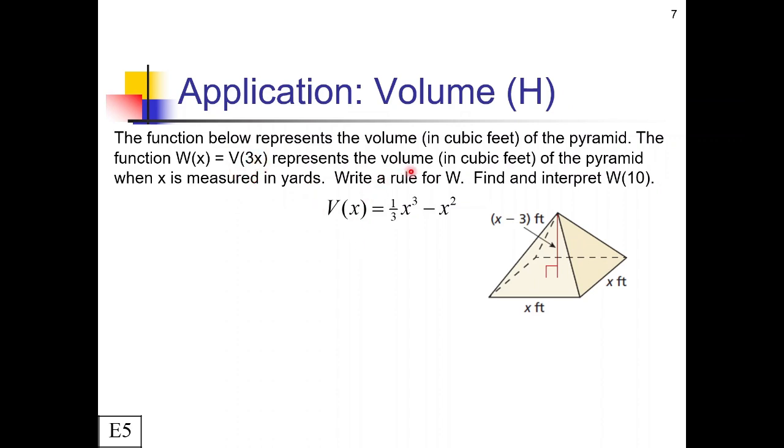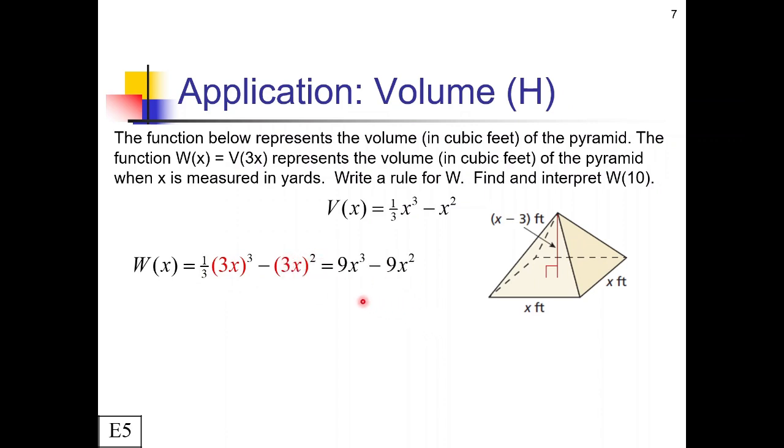What they want us to do is write a rule for w and then find and interpret w of 10. So pause the video and see if you can figure out all of this stuff, including w of 10. All right, so we just have to do v of 3x. So replacing x with 3x in the formula, pretty straightforward kind of process. And then we'll just simplify this a little bit. So we've got 3x cubed. That's going to be 27x cubed, but we need a third of that, so that's actually going to be 9x cubed. And minus, this is going to be 9x squared.